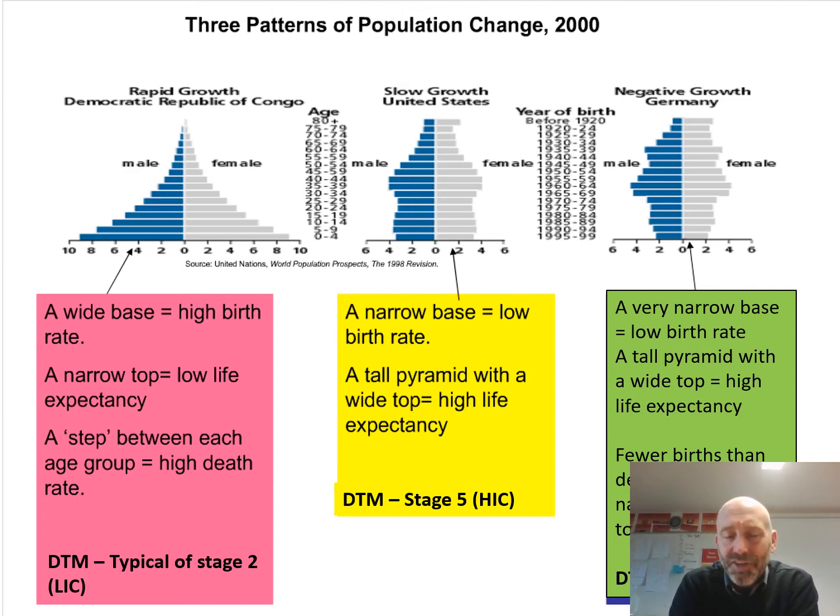And then when we look at stage 5, we can see this one has a very narrow base, which shows a low birth rate. It's a tall pyramid with a wide top, which shows a high life expectancy. And with this one, we can see that there's actually fewer births than deaths, if the base is narrower than the top. So here we would start to see a natural decrease and the population of this country would start to decrease. So this is typical of stage 5.